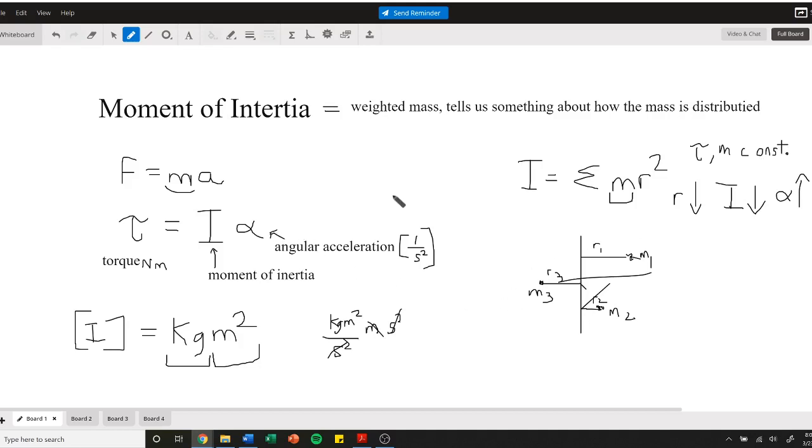I said a couple. Torque was only last time. Oh, I said torque was 2 times ago. It was only 1 time ago.